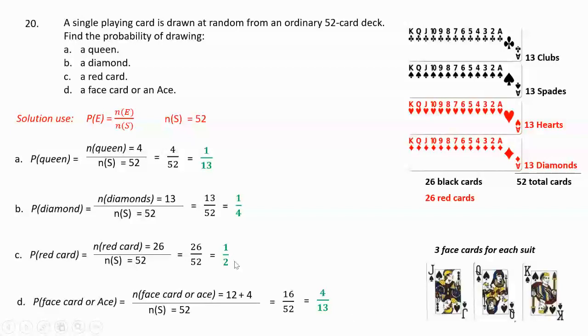So this is how you do these types of problems. And again, the formula for probability is the number of the event over the number of the sample space. That's the formula that we use.